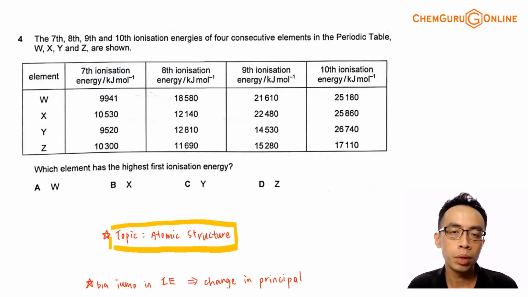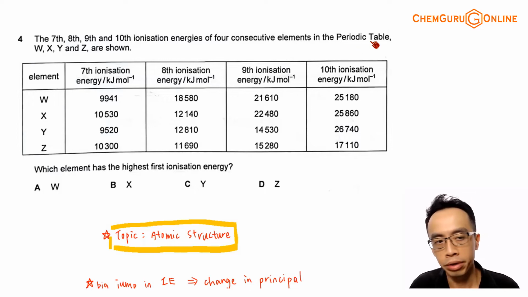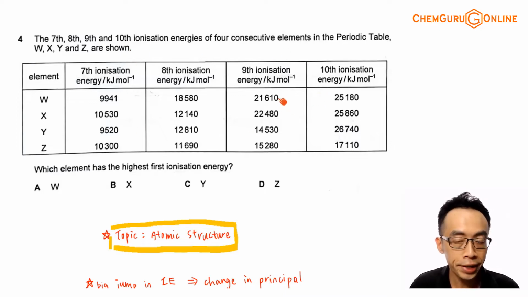Now in this video, we want to discuss the suggested solution for 2021 A-Levels H2 Chemistry, Paper 1, Question 4. So let's take a look at this exercise. Question 4: the 7th, 8th, 9th and 10th ionization energy of 4 consecutive elements in the periodic table, W, X, Y and Z are shown. So we have this information here. Later we will take a look at this in detail.